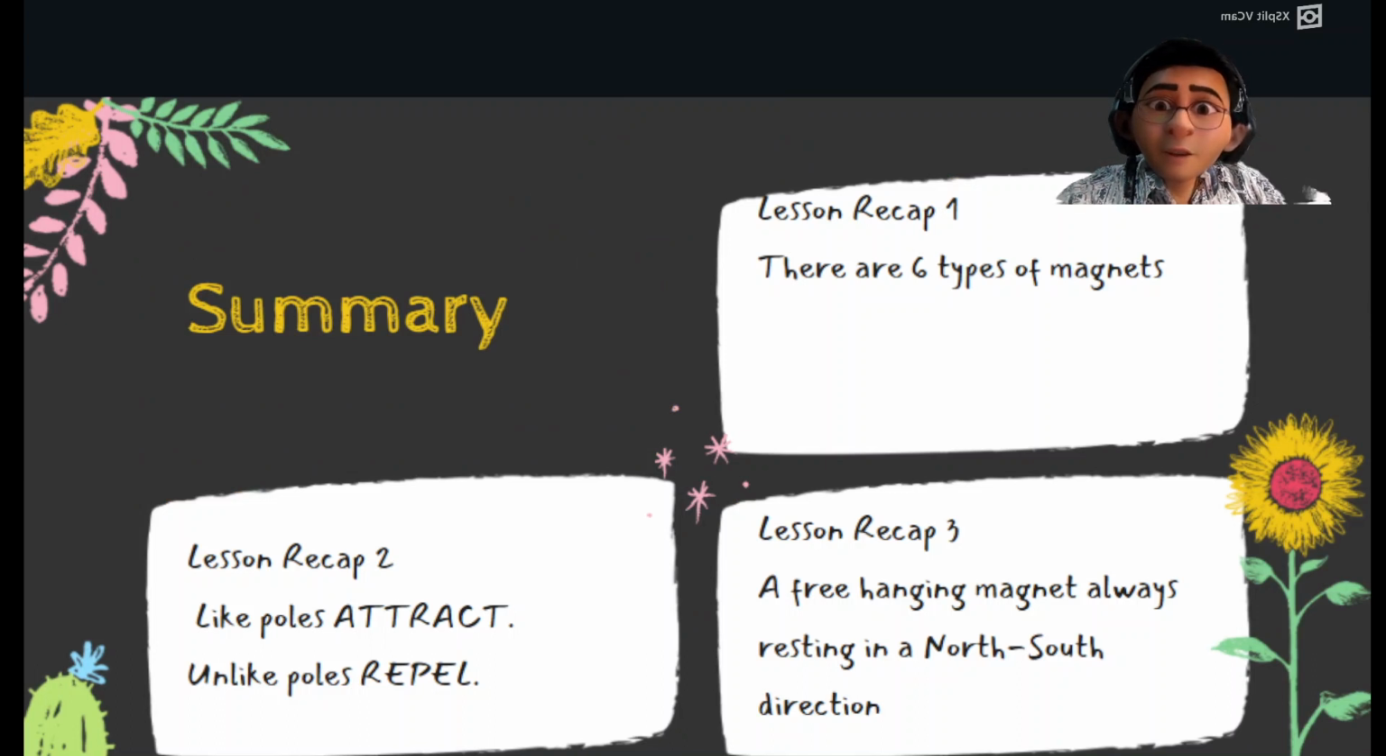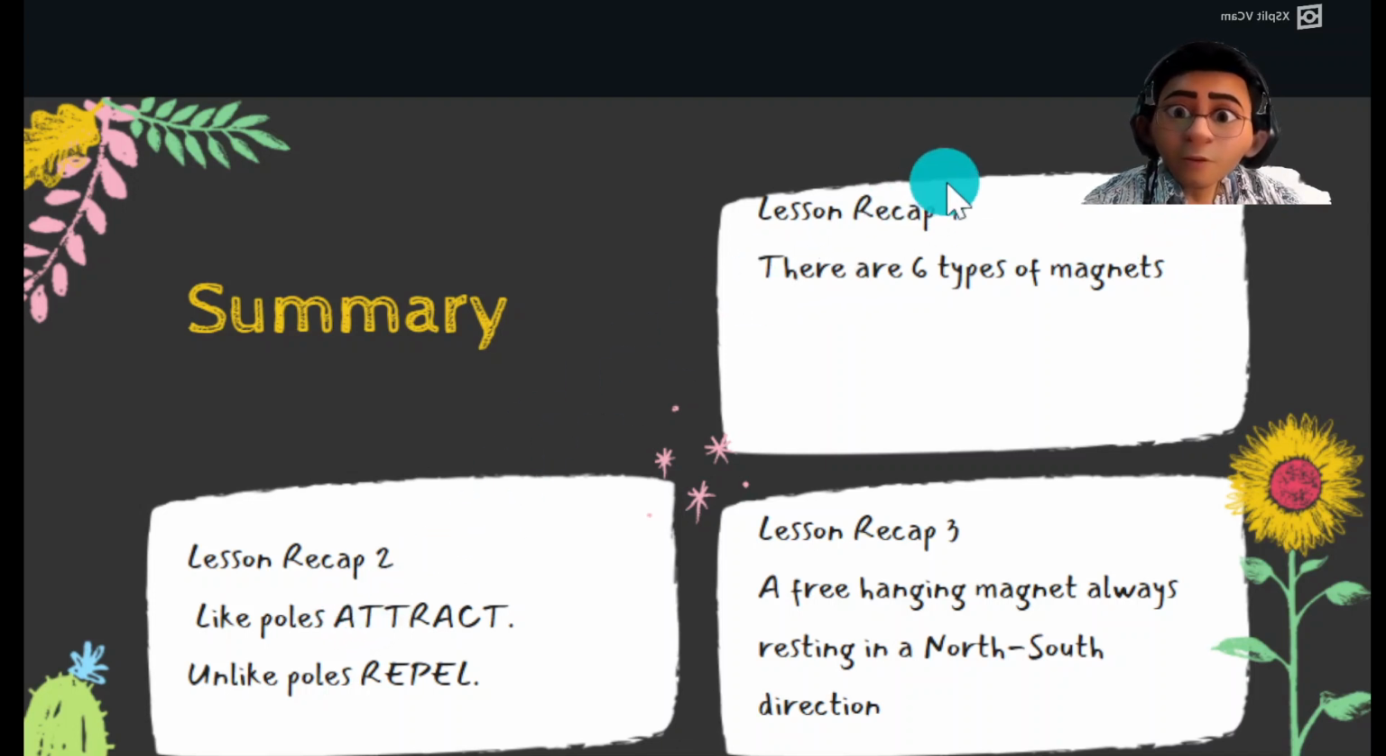And let us summarize our new lesson for today. Number one, there are 6 types of magnets: U-shaped magnet, horseshoe magnet, bar magnet, rod magnet, ring magnet, and button magnet.